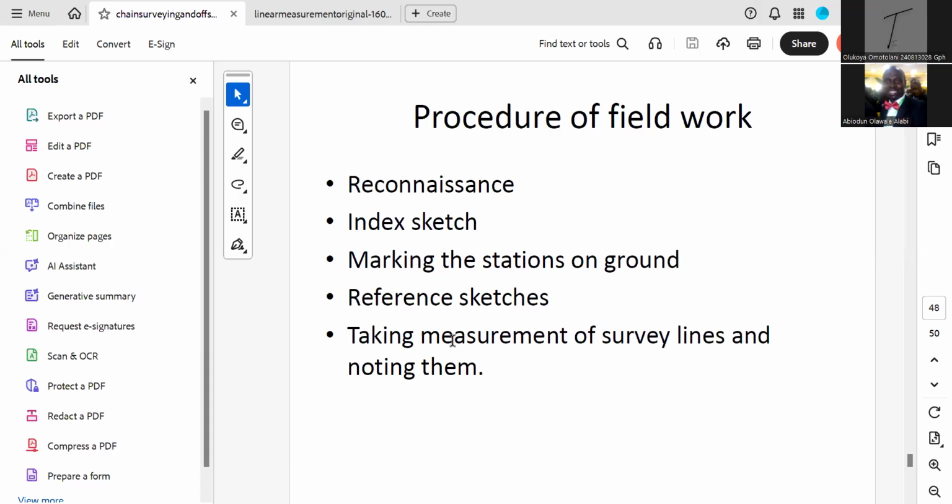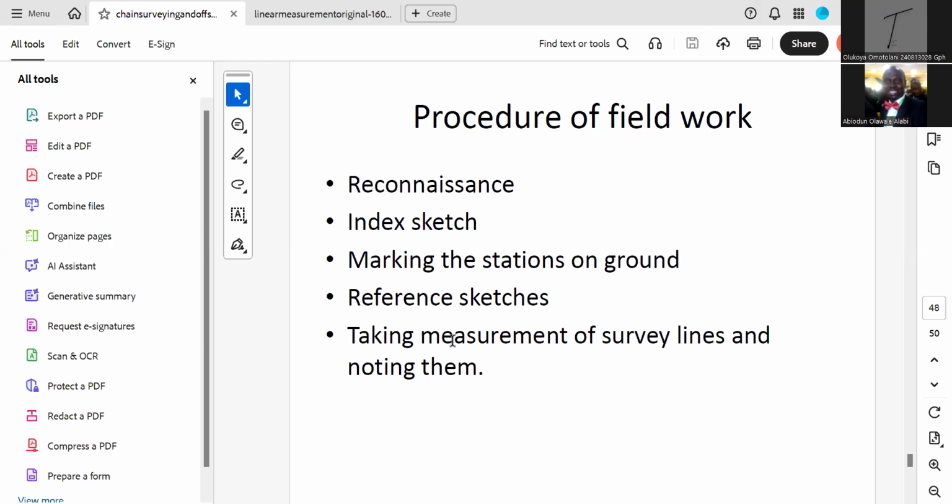And I've told you the baseline is the most important line in the chain survey framework. It's the longest line, it's the most important line. If that line is not accurately measured, all other measurements will be wrong. So everything depends on the baseline. So as you create the baseline, the direction of the baseline, the ground surface must be relatively flat. That's what I was saying.